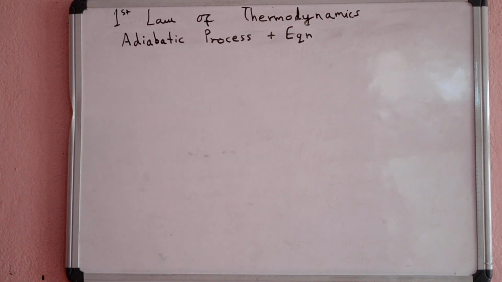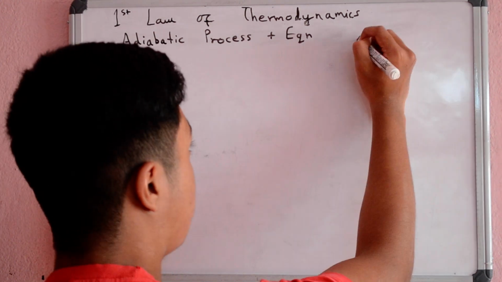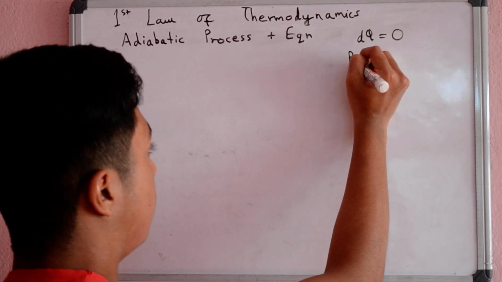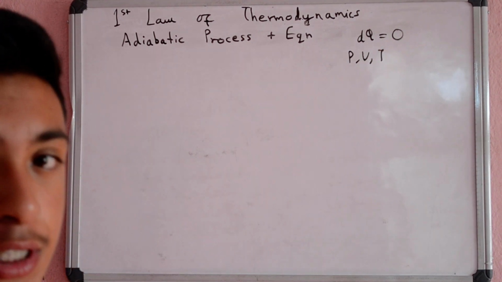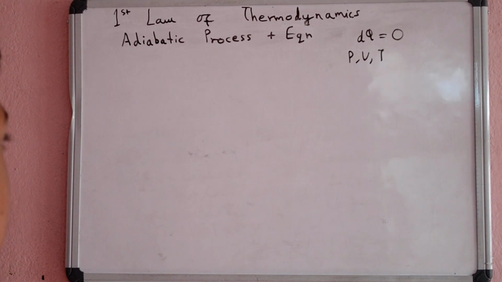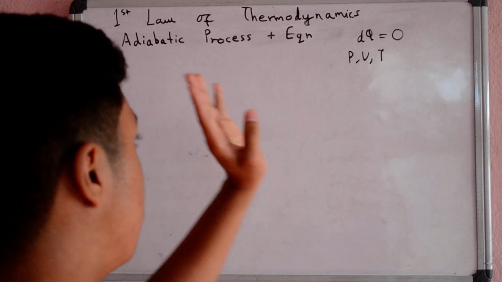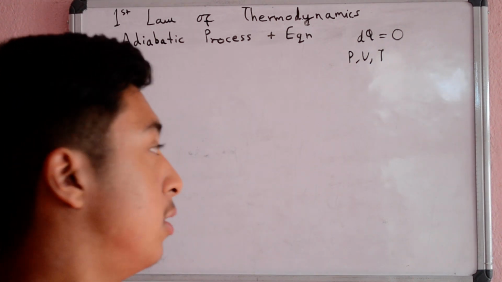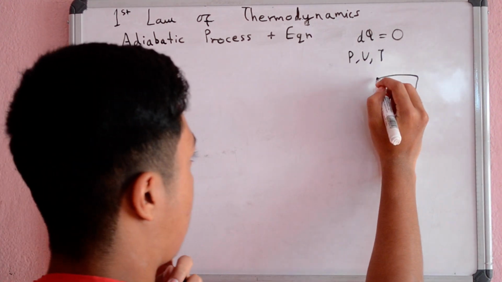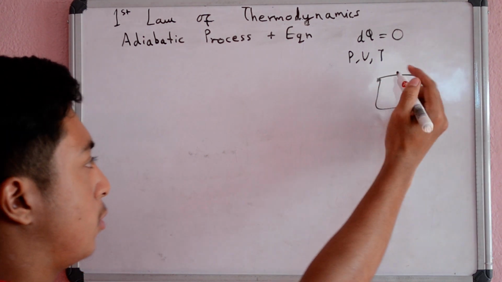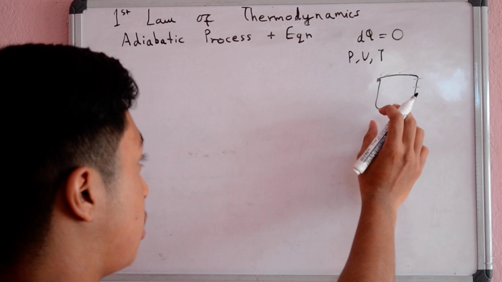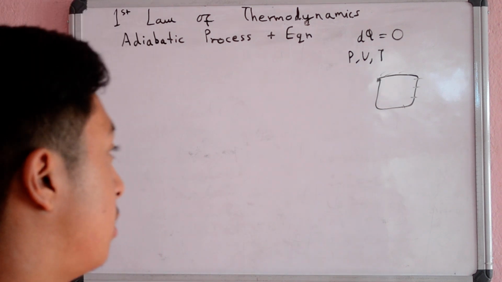Now adiabatic process is the process in which we supply no heat, so dq equals 0, but the pressure, volume and temperature of the system change even though there is no heat supplied. For this process to occur, there are two conditions. First of all, the outer of the system should be insulated, and the process should happen rapidly, so very fast.